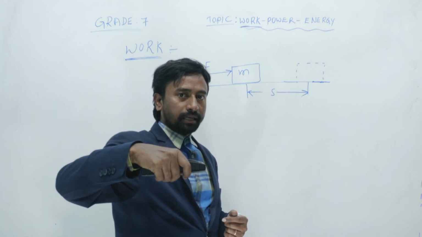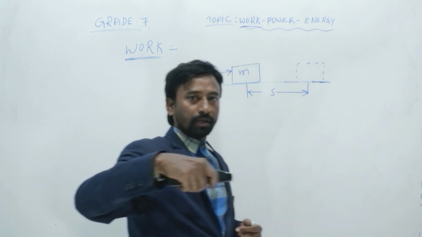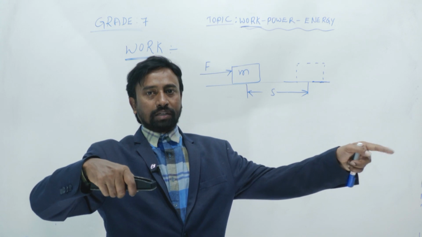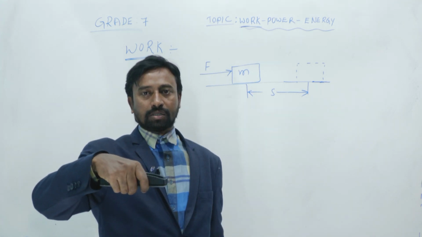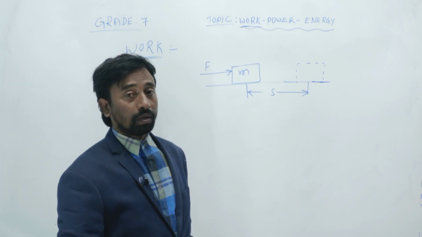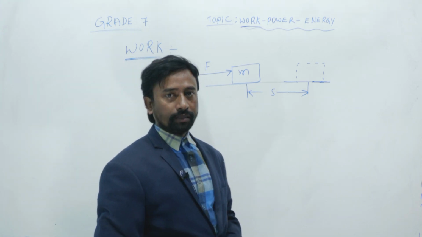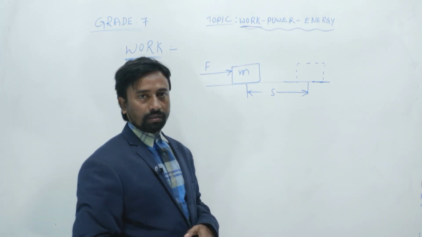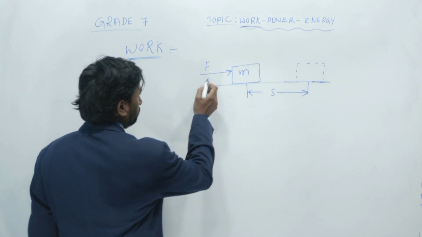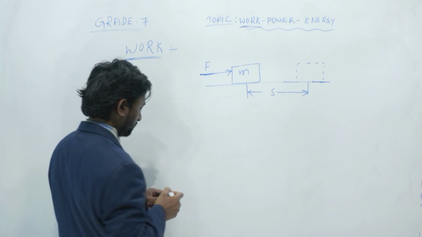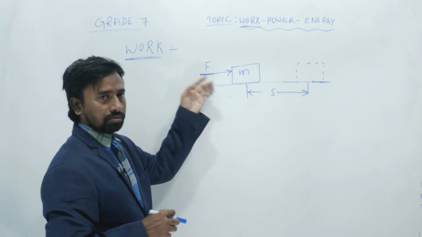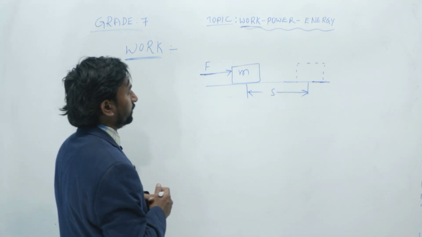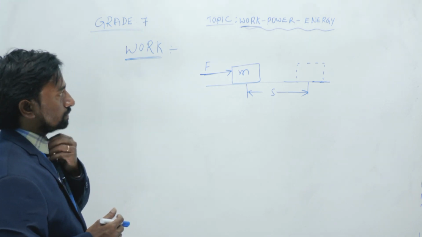Suppose I am holding the object and moving from here to there. In this case the displacement is in one direction and the gravitational force acts perpendicularly, so in this case also there is no work done. According to physics, work is done only if the displacement of the body takes place in the direction of the applied force, or in the opposite direction of the applied force.